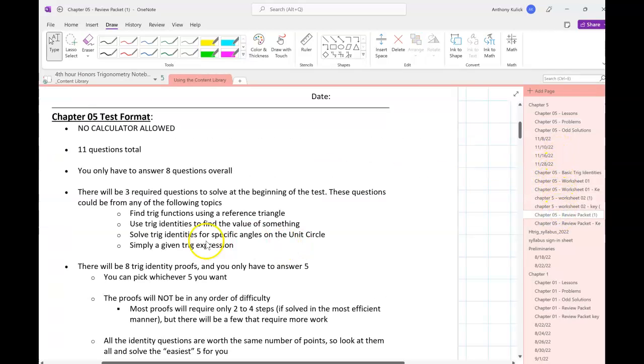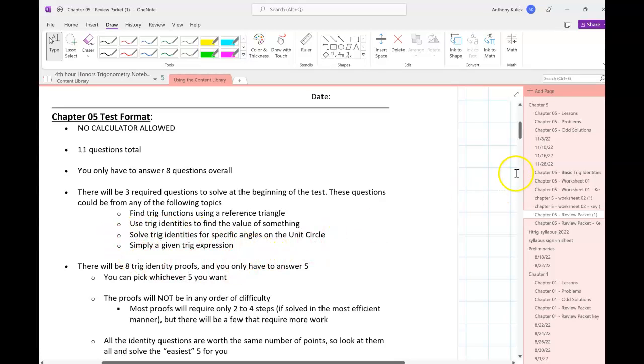Where was I? Use identities to find the value of something. Again, that's just like the other way of doing problems 1 through 6, right? Solve trig identities for specific angles on the unit circle. That's 15 to 46. That's just the solving problems that we've been doing.